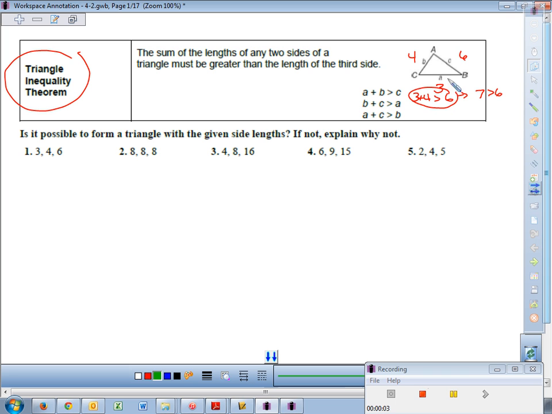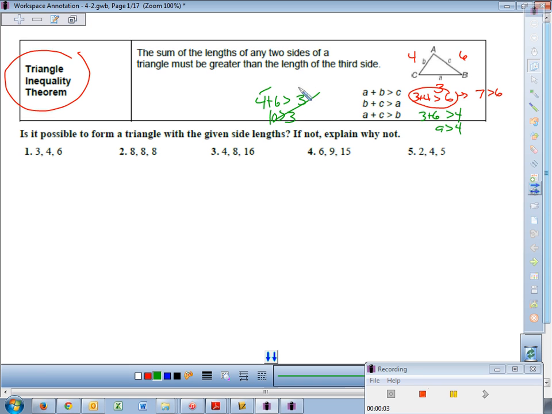What if I took 3 and 6? If I take 3 plus 6 and add them together, is that greater than the missing side, which is 4? Is 9 greater than 4? Yes or no? That worked. And what if I did 4 plus 6 greater than the third side, which is 3? Isn't 10 greater than 3? Isn't each one of these individually bigger than 3? Isn't 4 bigger than 3?